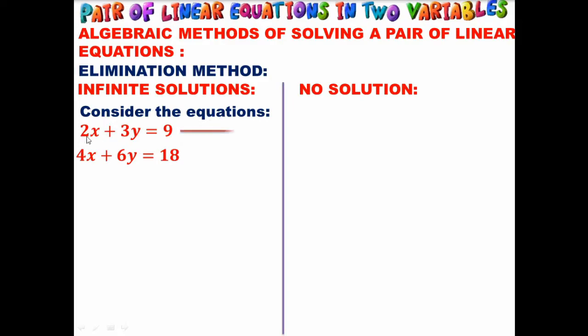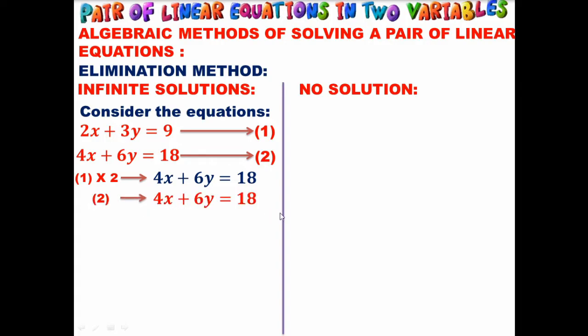Consider these two equations, and let me name them 1 and 2. Now I am going to equate the coefficients of x here. The second equation has 4x and the first equation has 2x. So if I multiply the first equation by 2 alone, it is enough. I'll get 4x here also, isn't it? So I'm going to multiply the first equation by 2 so that I get 4x plus 6y equals 18. The second equation, I'm going to keep as it is.